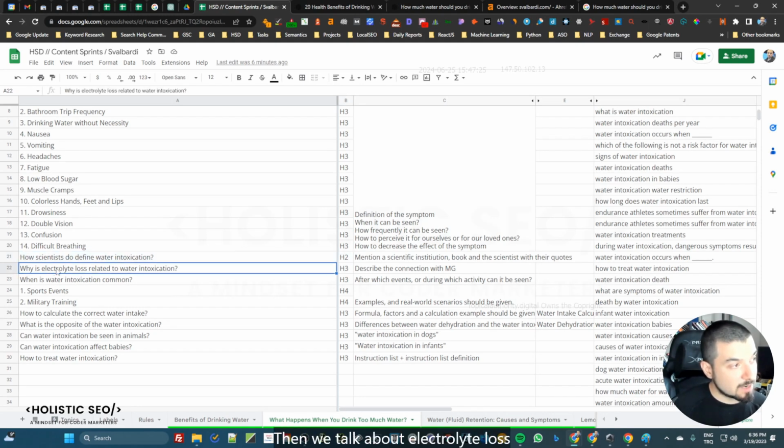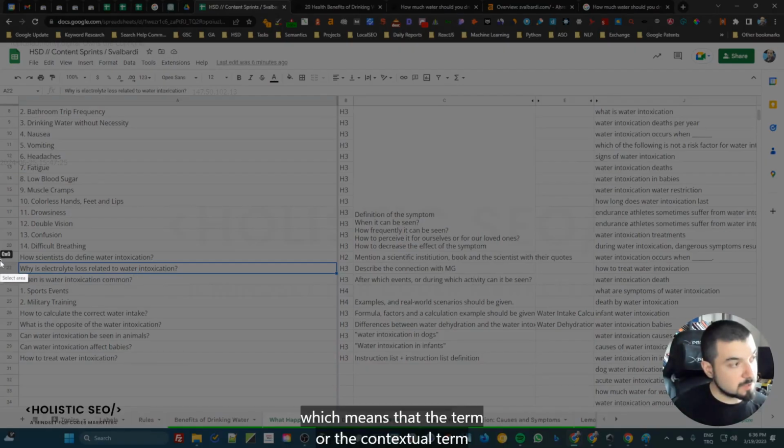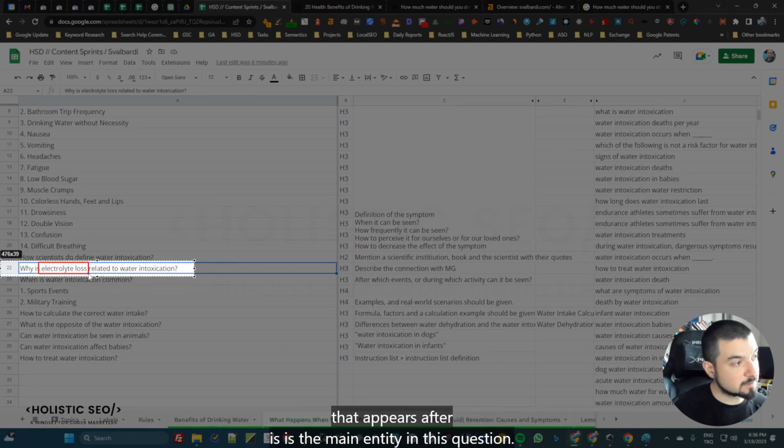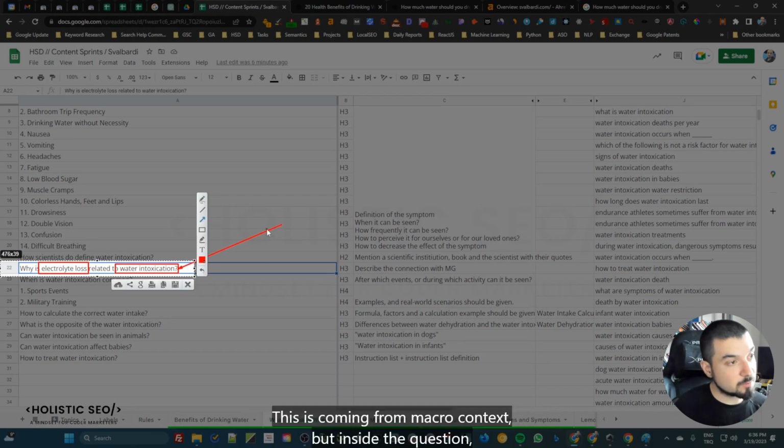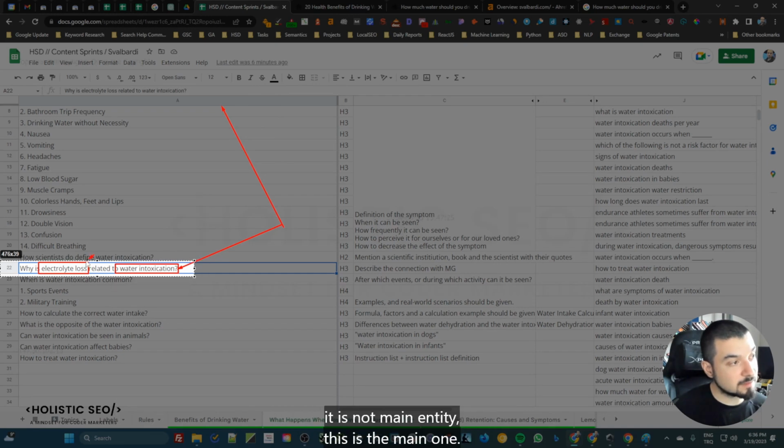Then we talk about the electrolyte loss and why it is related to water intoxication, which means that the contextual term that appears after is the minor entity in this question, and this is the main entity in this question. This means that right now we are in the supplementary content and we are focusing on the micro semantics and the micro context. This is coming from the macro context, but inside the question, it is not the main entity. This is the main one.